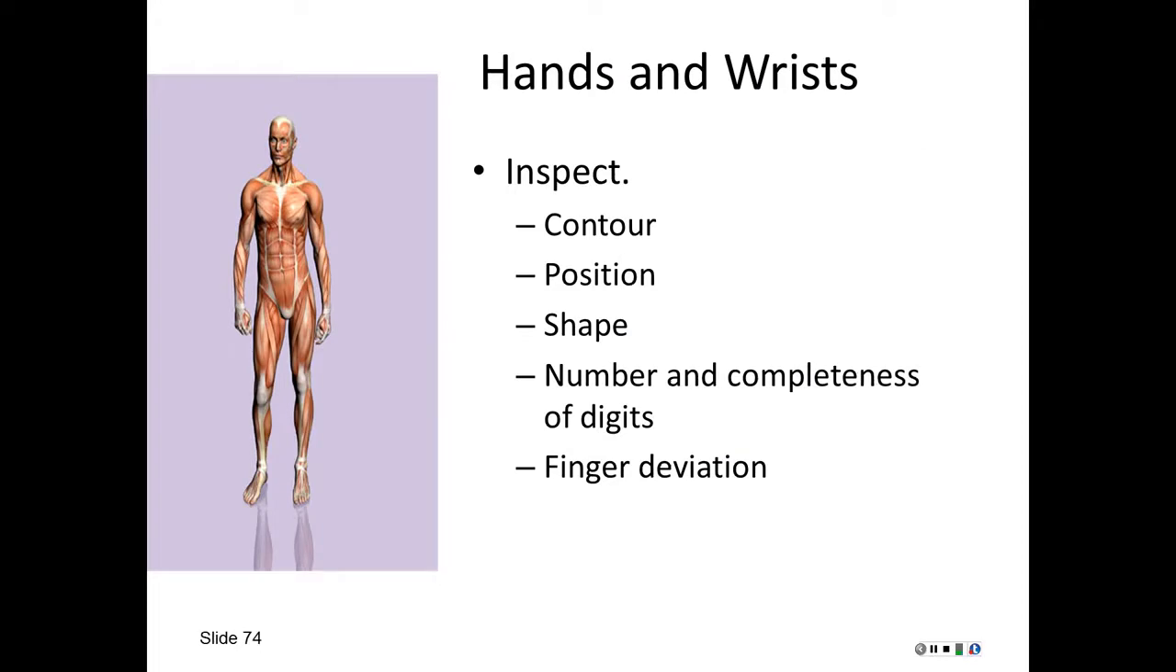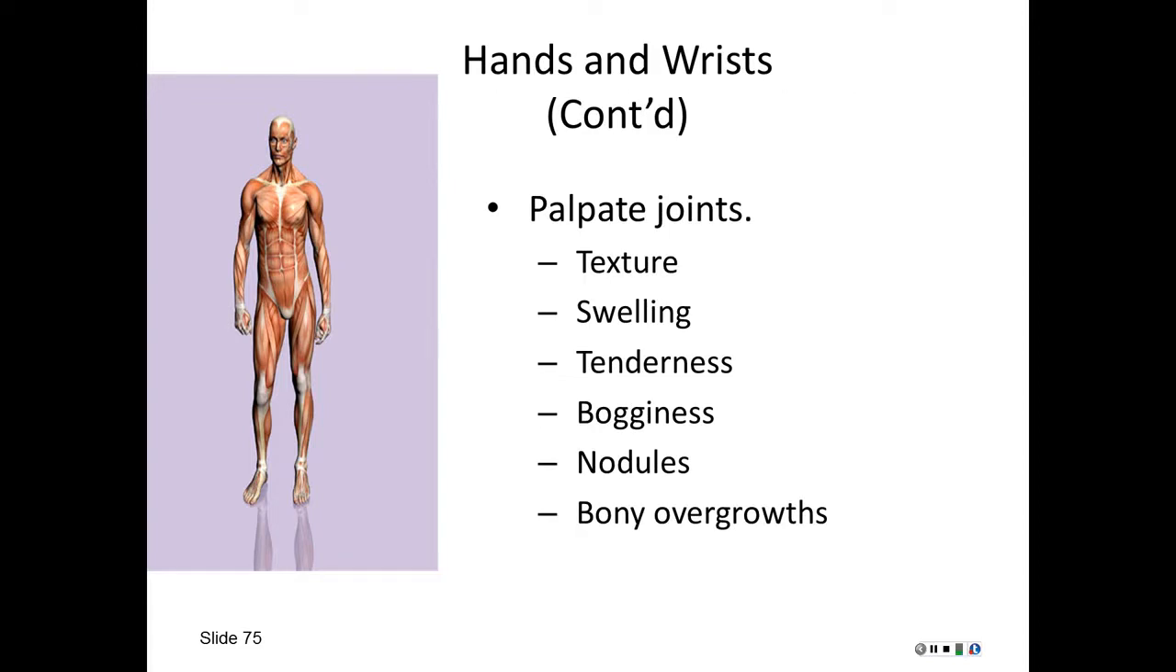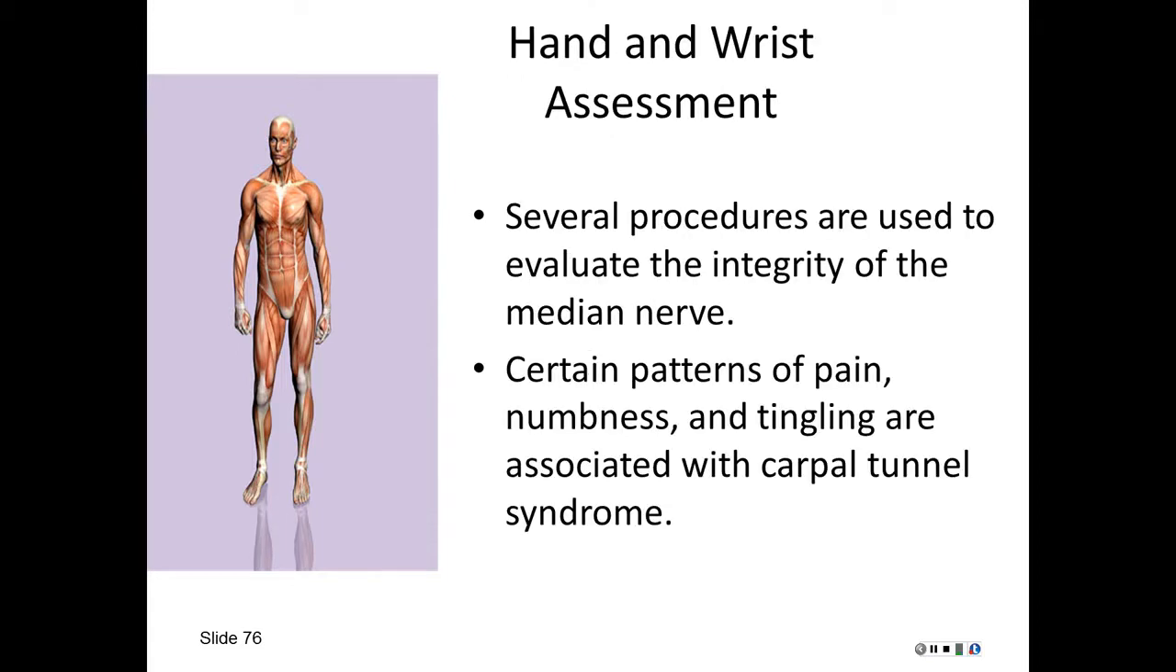Okay, you want to look at the hands and wrists for contour, position. What's their normal position that they're in? Do they have full range of motion, shape, number, and completeness of digits? You want to look at their finger deviation. The hands and wrists, you're going to palpate the joints for texture, swelling, tenderness, bogginess, nodules, and bone overgrowths.